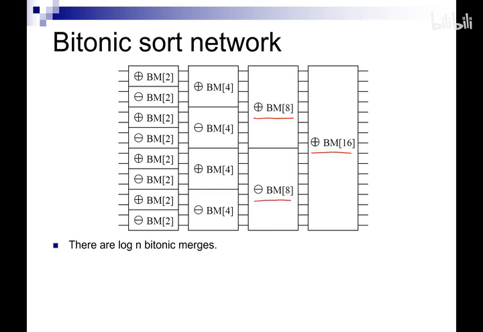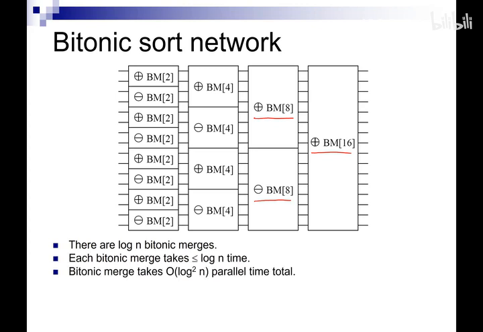In total, you see that there are going to be log n bitonic merges, because you have to keep doing this until you're down to lists of size 1. Each bitonic merge, we said, was being done in parallel using the bitonic merge network, and that took log n time. There are log n bitonic merges in total. Therefore, everything can be done in log squared n parallel time. So bitonic sort takes log squared n parallel time.